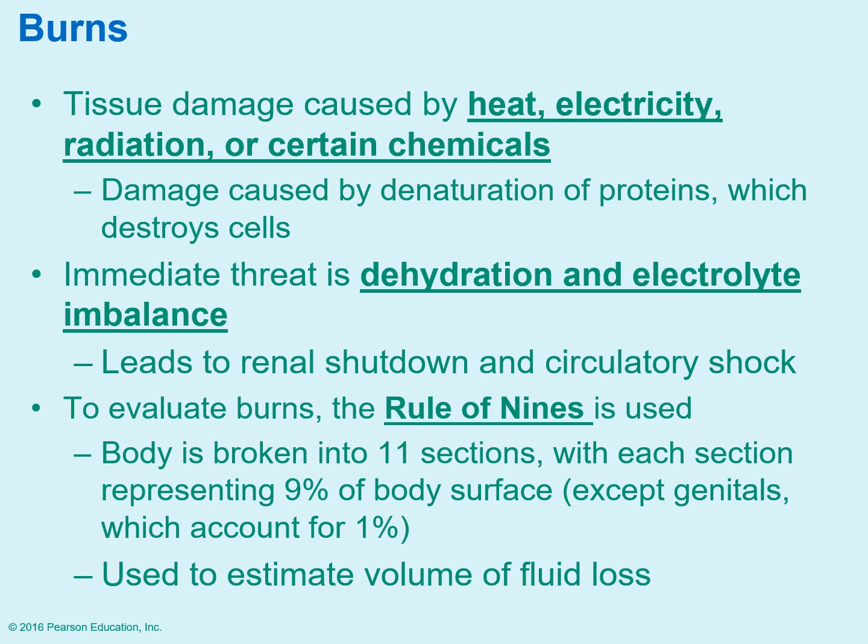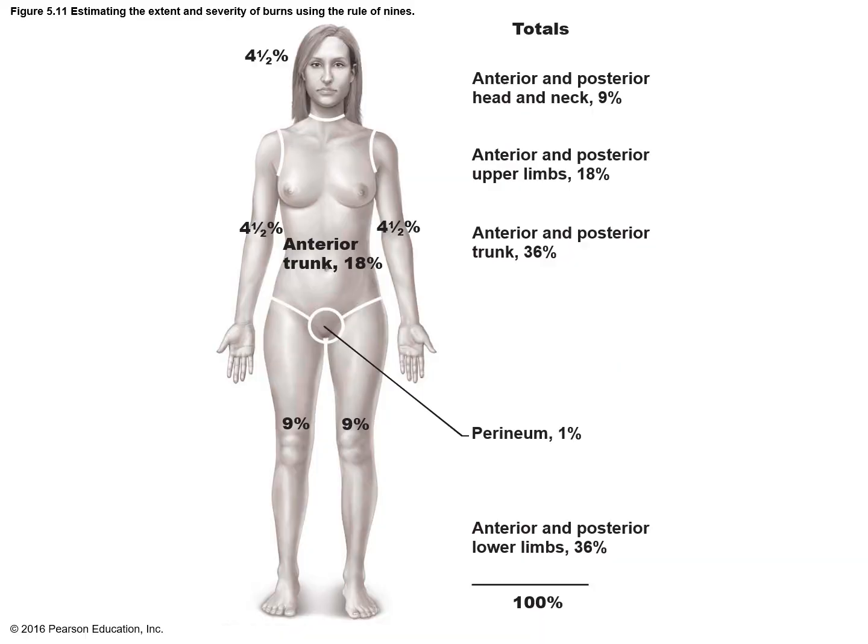To evaluate burns, they use the rule of nines. That's where the body is broken into 11 different sections, and each section is about 9% of the body surface. So you're using that while you're trying to estimate the amount of fluid lost, to see how close this person is to becoming dehydrated, how severe the dehydration is. So this is how they divide the body up, using this rule of nines to at least estimate the amount of dehydration.